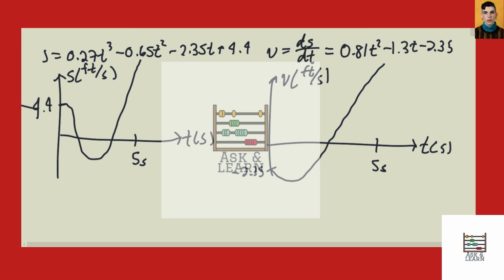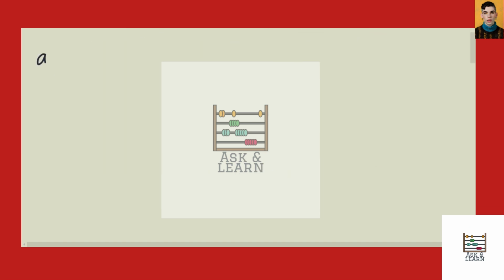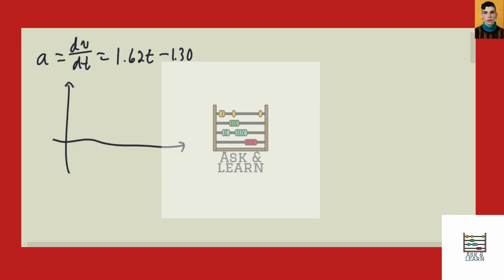And finally, plotting the acceleration. So acceleration is just the derivative of the velocity. So if we go ahead and do that, we'll get 1.62 t minus 1.30. And the derivative of a quadratic will just give us a straight line. So whenever time is 0, it will start here, and it will just look like a straight line crossing through the t-axis right here. Acceleration is in feet per second squared, time is in seconds.